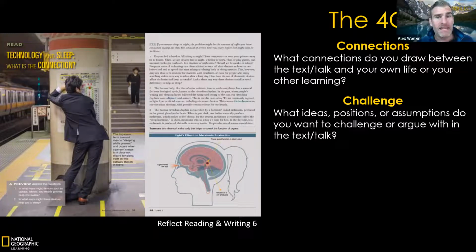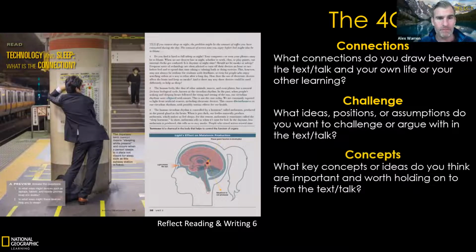The third C is concepts, or what do you think is the most important thing worth holding on to from the text? So for example, well, I think this point is the most important thing to hold on to from the text because, but you have to explain why. You have to elaborate, give reasons why you think that is the most important point. And of course, different students have different views. So it becomes a discussion.